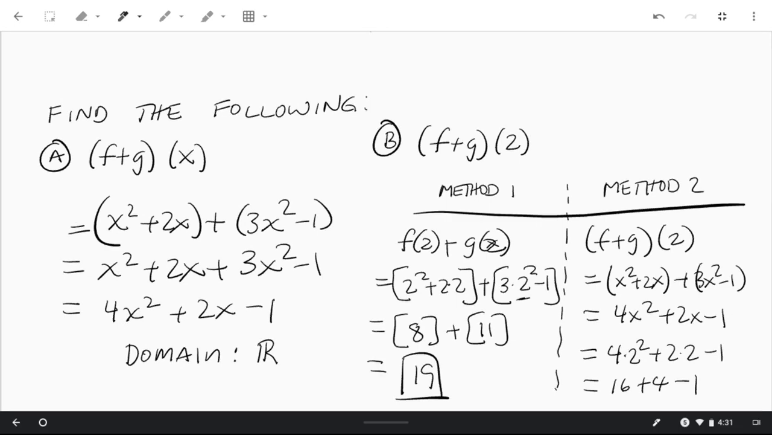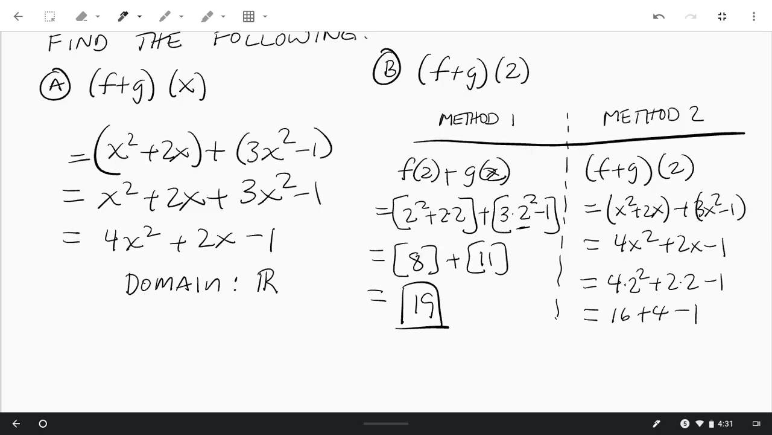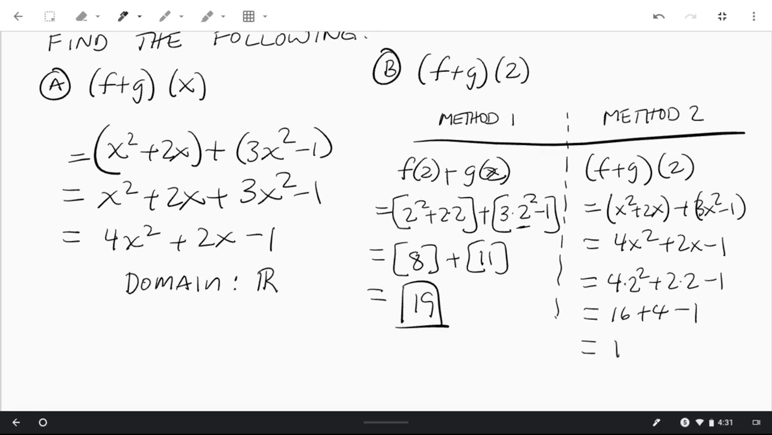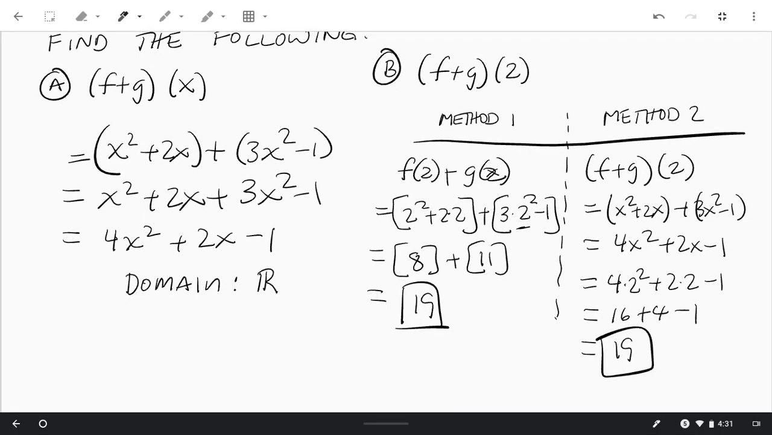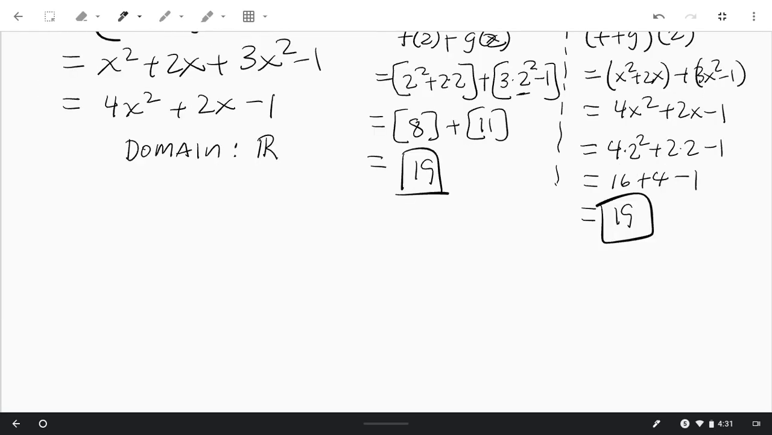So we see here that it doesn't matter which method you use, whether you evaluate the individual functions first and then add their answers, or add the two functions first and then evaluate at 2, you get the same answer. All right, let's take a look at another example.